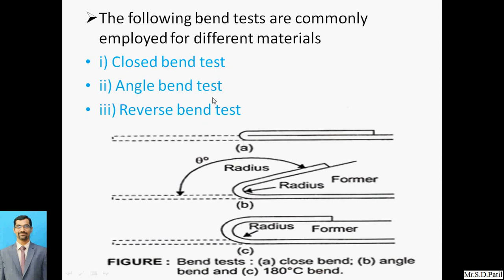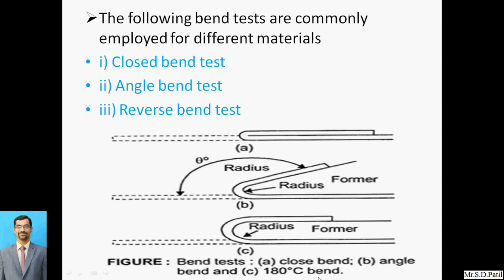The second is the angle bend test. In this test, a former with a standard nose angle and radius is used. The radius is standard, and the angle is theta degrees. The specimen is bent over the former to a definite angle or 180 degrees, so it might be 180 degrees or some other angle that has been given.